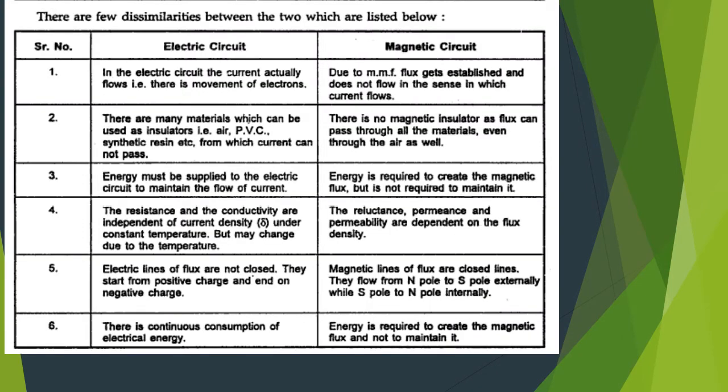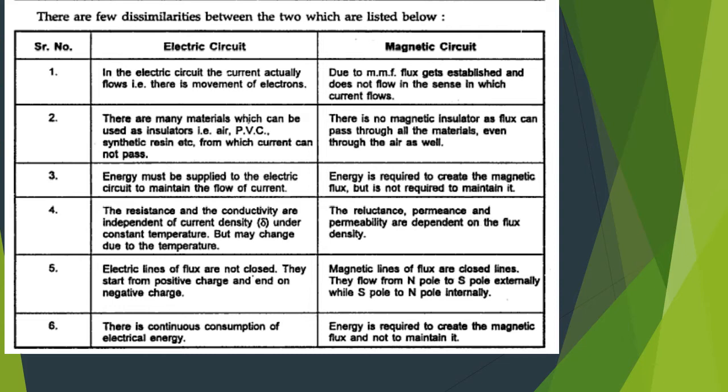Like the similarities, there are also dissimilarities between the electric and magnetic circuit, which are listed below, and which we can easily see in a tabular form. Serial number 1: in an electric circuit, current actually flows, that is, there is movement of electrons. Yes, we know that in an electric circuit, current flows, that is, electrons move within a conducting body.